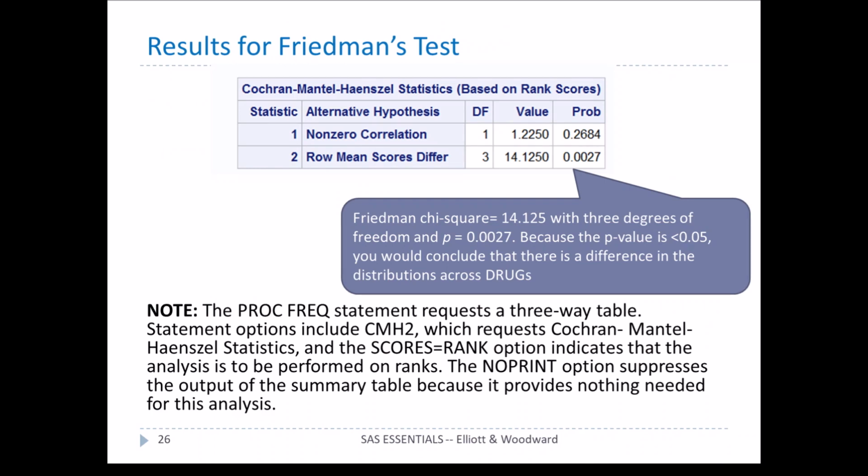All right, so let's look at what does come out. Here again we see the Cochran-Mantel-Haenszel statistics based on rank scores. The Friedman analysis gives 14.125, with 3 degrees of freedom, and a p-value of 0.0027. Because this is less than 0.05, we would conclude that there is a difference in the drugs, or a difference in distribution across drugs. Here's a note at the bottom. The PROC FREQ statement requests a 3-way table, and the statement options include the CMH2, and the scores equal rank option indicates that the analysis is to be performed on the ranks. The NOPRINT option suppresses the output of the summary table because it doesn't provide anything we need in this analysis.